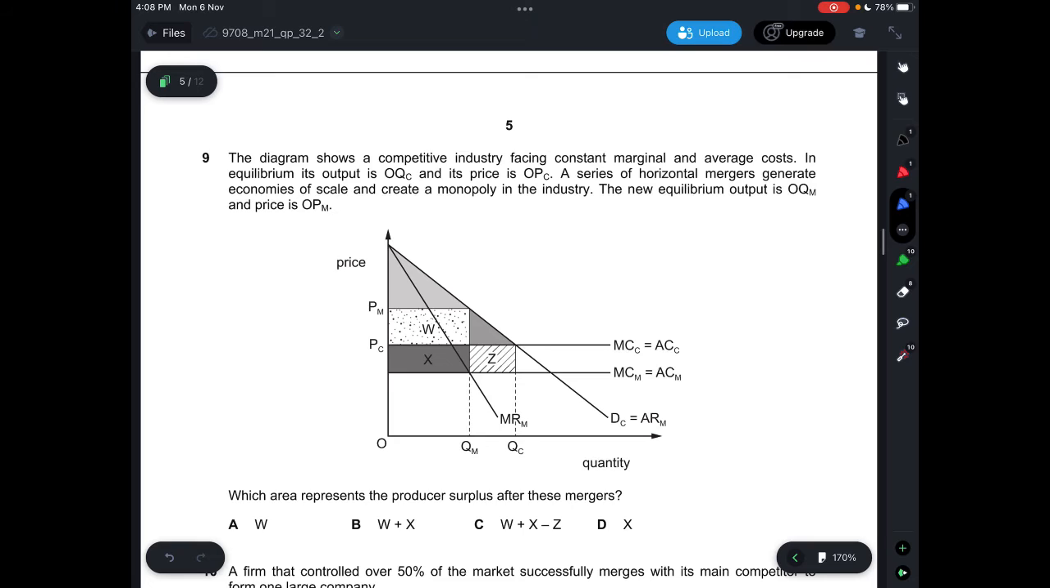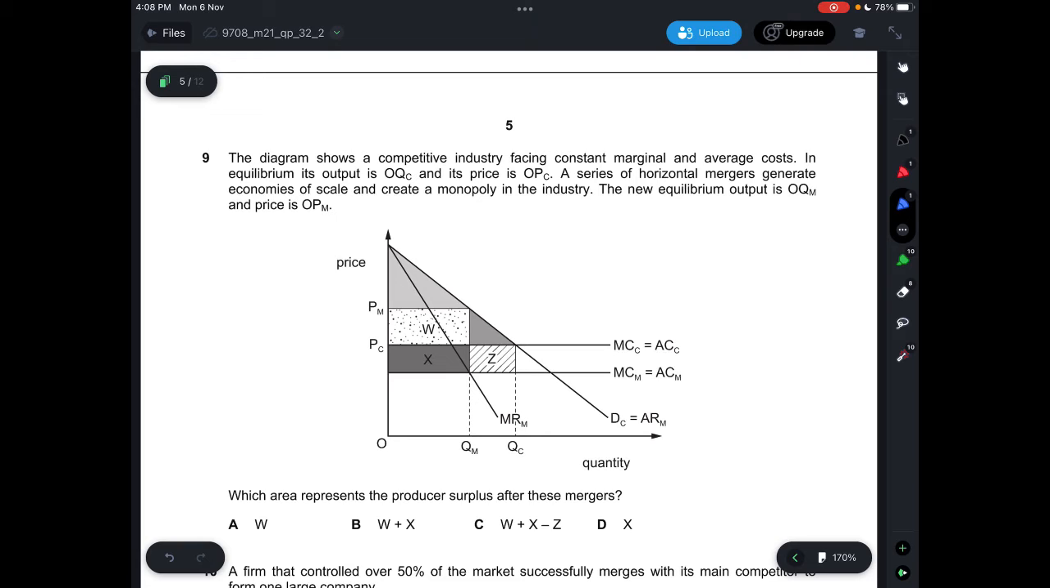Question 9, the diagram shows a competitive industry facing constant marginal and average costs. In equilibrium, its output is OQC and the price is OPC. A series of horizontal mergers generate economy of scale and create a monopoly in the industry. The new equilibrium output is OQM and price is OPM. And which area represents the producer surplus after these mergers?